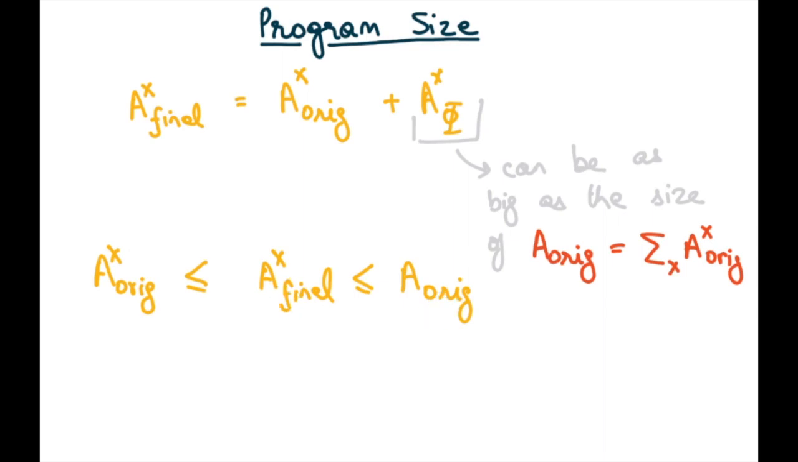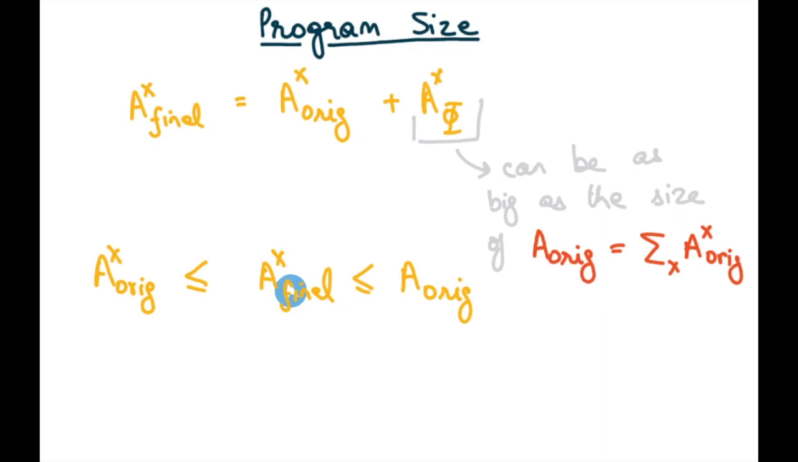So AX final will be greater than the lower bound, which will be AX orig, and the upper bound will be the total number of assignments in the original program, because that's how big AX orig plus AX phi can be, because we already saw that AX phi can be as big as A_orig. And so, if you sum it up, that comes out to be roughly A_orig. And this is just for a single basic block, the number of final assignments in a single basic block.